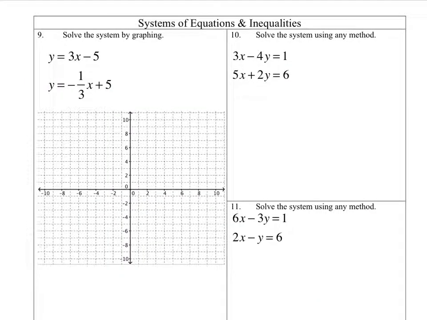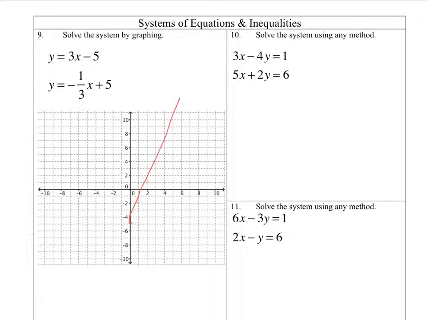Moving ever onward, we've got to solve a system by graphing. Graphing is something that I'm not a huge fan of asking for on these spirals, but I wanted you to keep that in mind, in particular because of what it means to solve. So you start at minus 5. You've got a slope of up 3 over 1. It's going to look something like this.